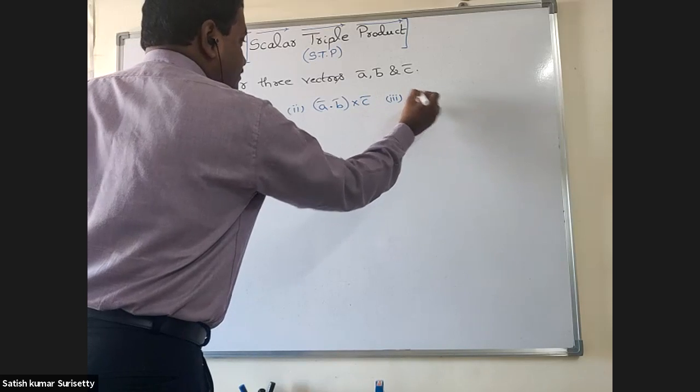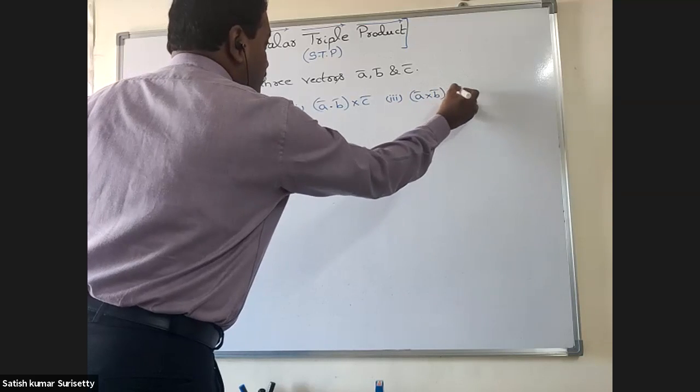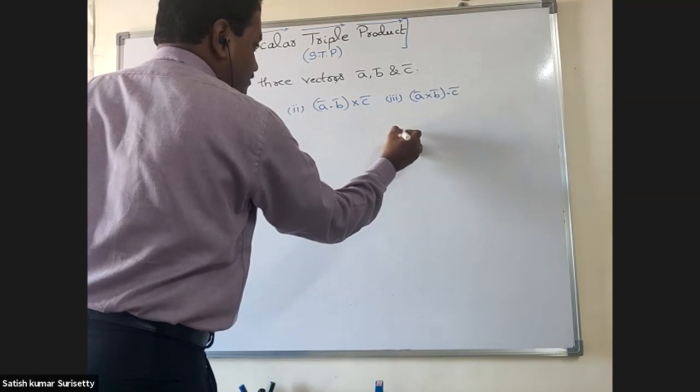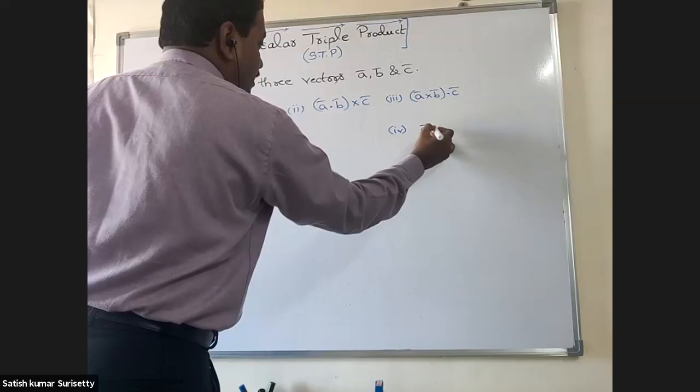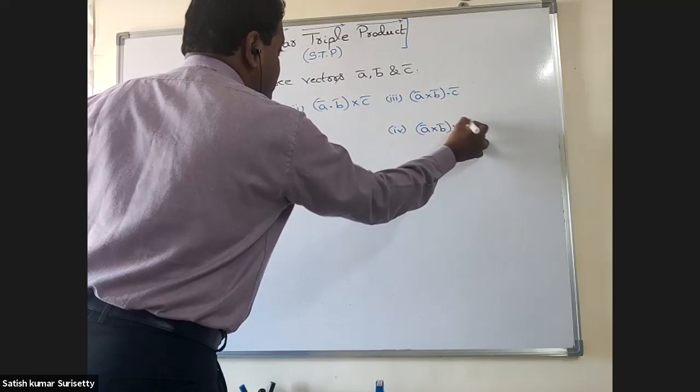A bar cross B bar dot C bar, A bar cross B bar cross C bar.